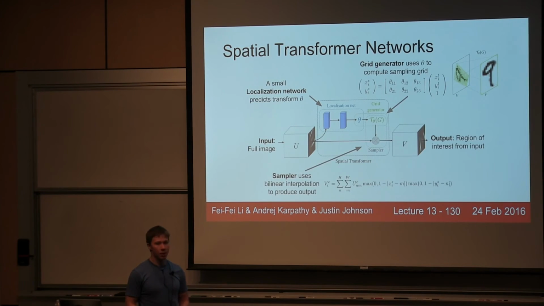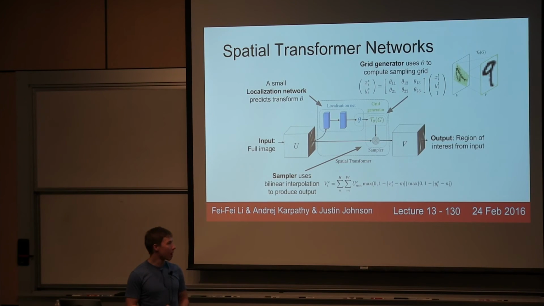Now, once we have the sampling grid, we can just apply bilinear interpolation to compute the values in the pixels of the output. If you think about what this is doing, it's clear that every single part of this network is one, continuous, and two, differentiable. So this can be learned jointly without any crazy reinforcement learning stuff, which is quite nice.